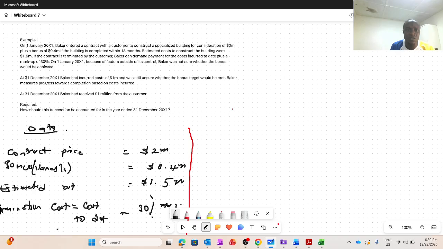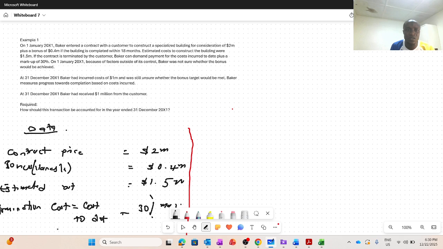So now we are going to solve, looking at the five stages. Stage one, we are going to calculate the overall profit or loss. So now we are going to look at the revenue. What is the revenue? It is 2 million.